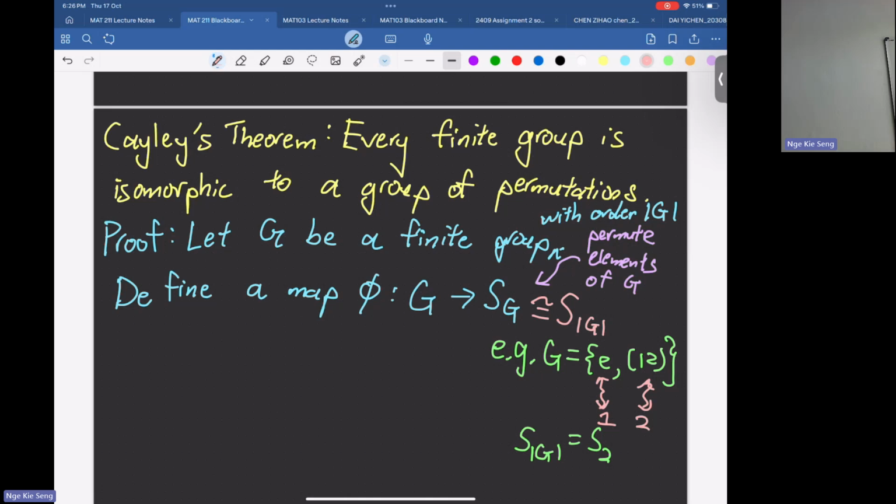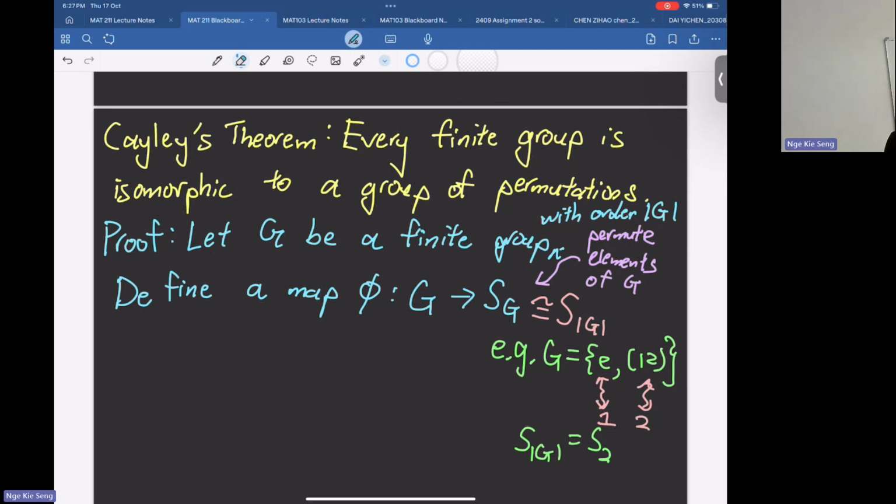So what's the group that permutes G? You can fix E1, fix 1, 2, or you exchange them. That's all. Later I'll tell you why we do this, but just follow first. Later we'll see how it works.